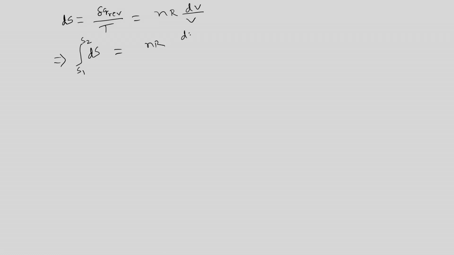Okay, so what we got? We got ds equals del q reversible by T, equals nR dV by V. And if we integrate this, we get delta S, which is nothing but S2 minus S1, is nR ln Vf, V final by V initial. Okay, so we can calculate entropy change.